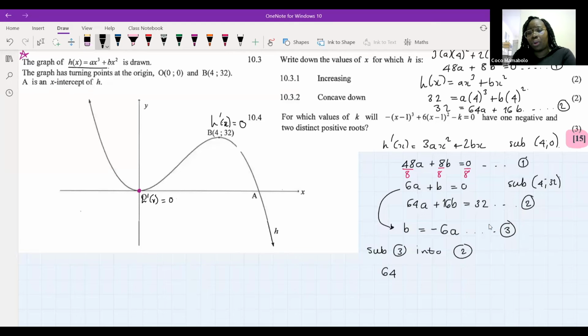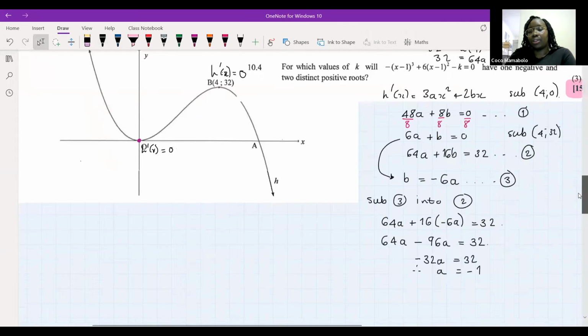So I'm going to get 64a plus 16 multiplied by negative 6a is equal to 32. I'm going to get 64a minus 16 times 6, minus 96a, is equal to 32. 64 minus 96 is going to give us negative 32a is equal to 32. Therefore, a is equal to negative 1. So that's the answer we get for a.